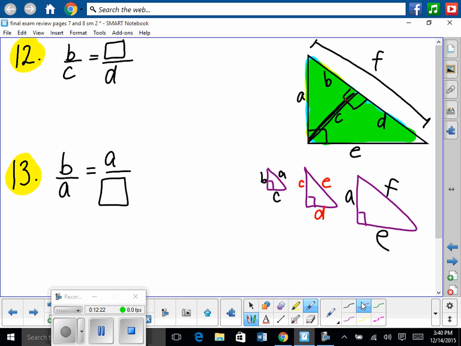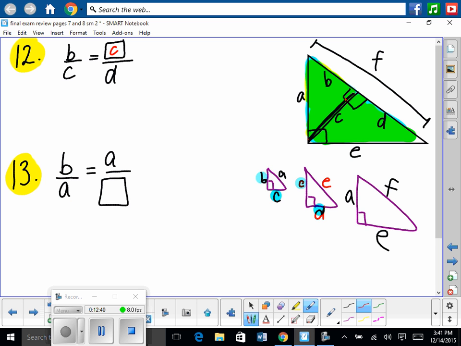So it says B over C, so B over C is equal to what over D? Well, it looks like it must be C, right? C must be to D. So C is to D.